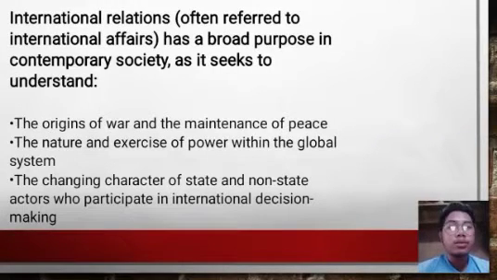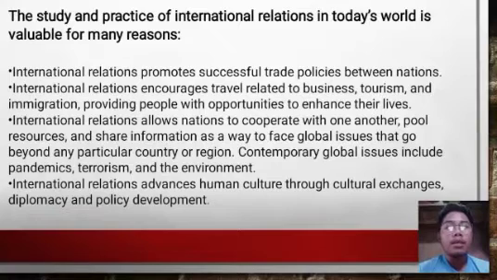International relations is often referred to as international affairs. It seeks to understand the origins of war and the maintenance of peace, the nature and exercise of power within the global system, and the changing character of state and non-state actors who participate in international decision-making. The study and practice of international relations in today's world is valuable for many reasons.